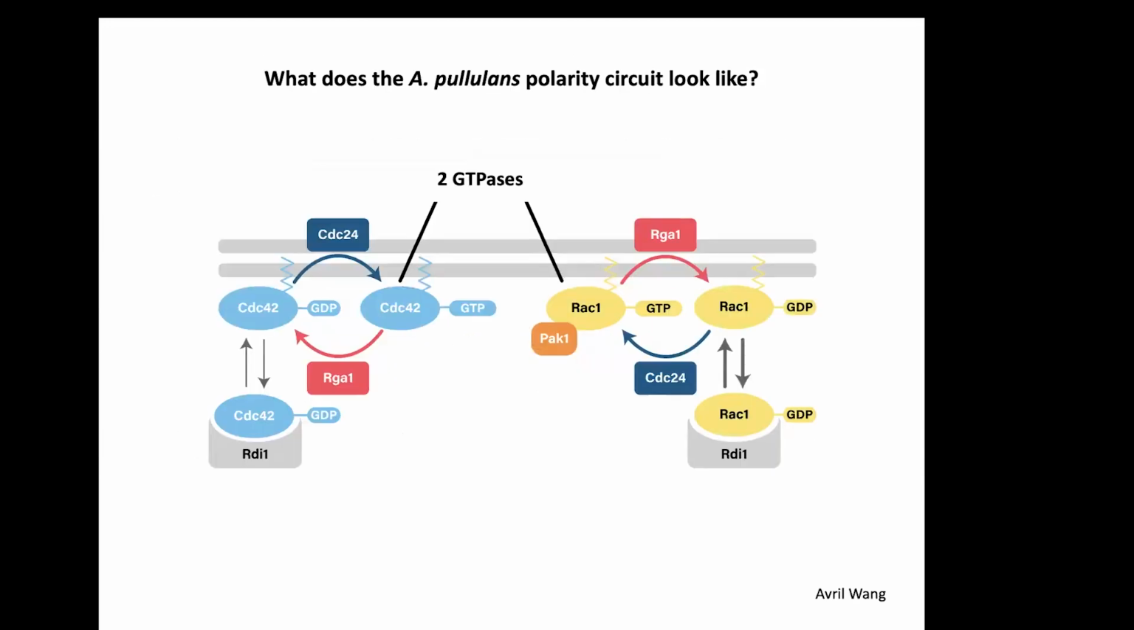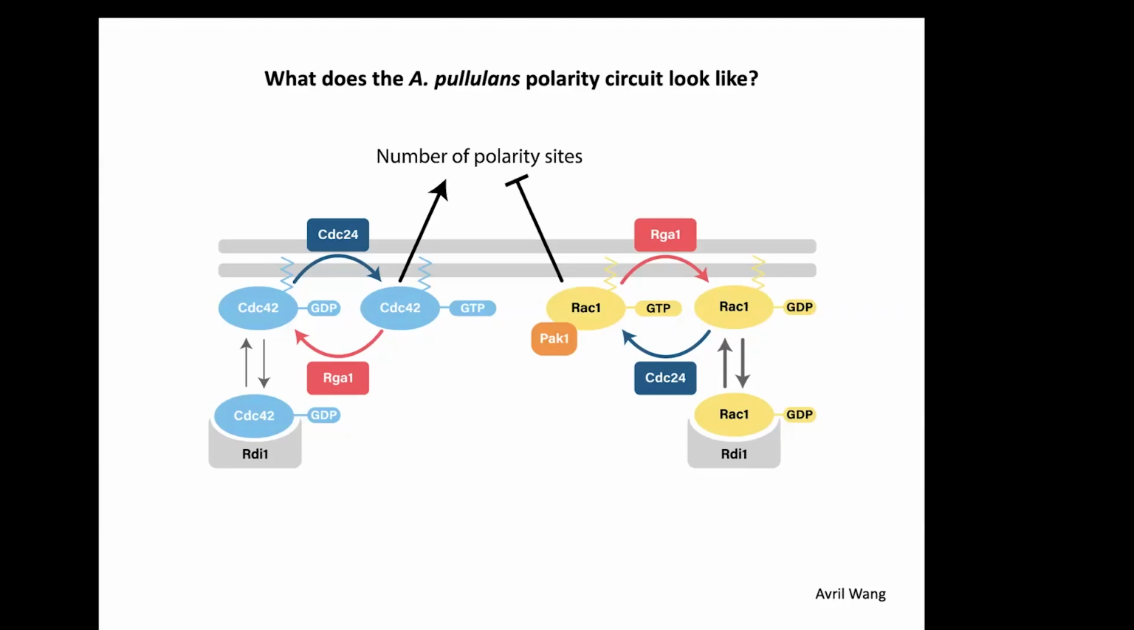Okay, so what does the polarity circuit look like in this fungus, Aureobasidium pullulans? It looks like it has two parallel circuits. So CDC42 and RAC are different names given to basically very similar proteins. So it has two of them. In fact, most cells, most animal cells, most fungal cells have two, at least, of these family members, CDC42 and RAC. And what we've shown is that the same activator, GEF, activates both of them, and the same GAP inactivates both of them.